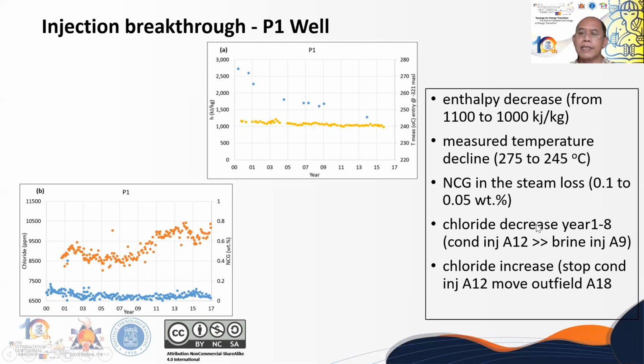The chloride decreased in year 1 to 8, mainly caused by condensate from 812, more significantly compared to brine from A9. But after the condensate moved and stopped further to the west, the chloride increased as an effect of brine injection from A9.